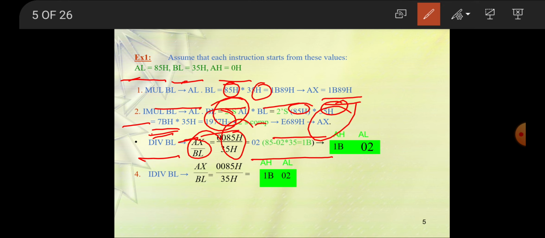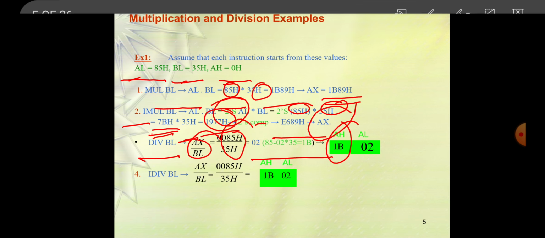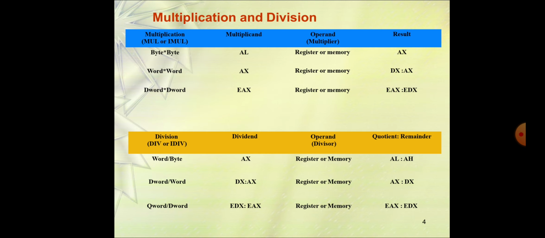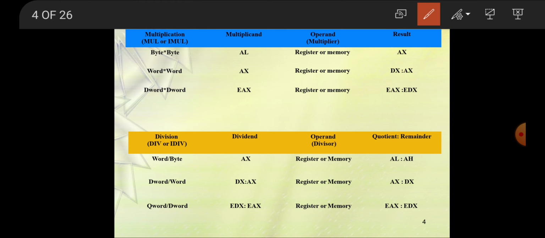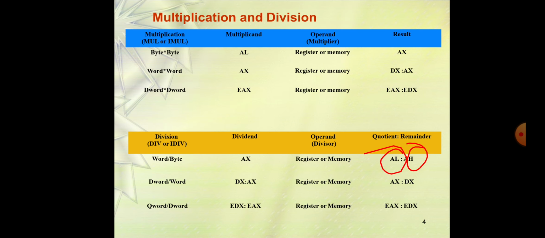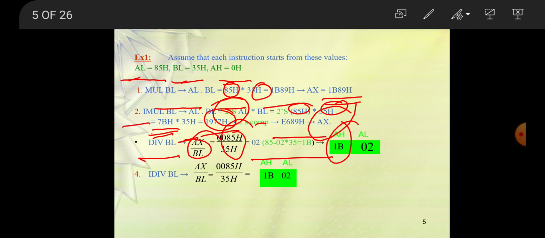If you look at the previous slide, the quotient is stored into AL and the remainder is stored into AH. The same happens here. The remainder is 1B and the quotient is 2. So the remainder is stored into AH, that is 1B, and the final result, the quotient, is stored into AL, that is 02.